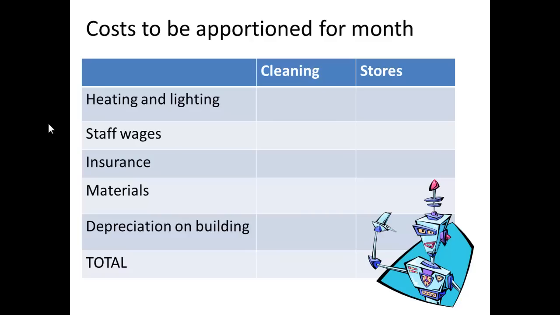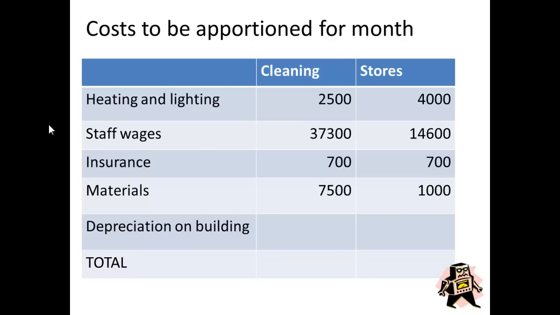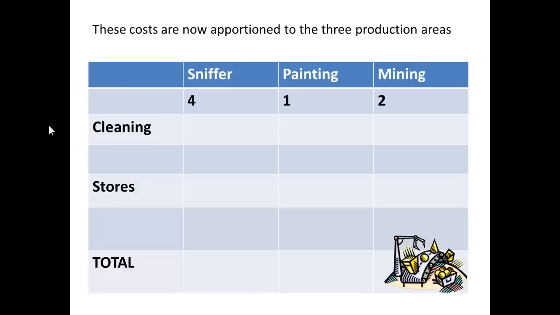So let's look at the costs to be apportioned for a month. For both the cleaning and the stores, we have heating and lighting, staff wages, insurance, materials, and the depreciation on the building. Heating and lighting have been put in, staff wages have been put in. You'll see the wages obviously are the bulk of the costs, and we add insurance and materials for each, and then we add depreciation on the buildings, and of course the next thing we have to do is to total all of these. So we have 49,000 to apportion for cleaning and 21,000 for the stores.